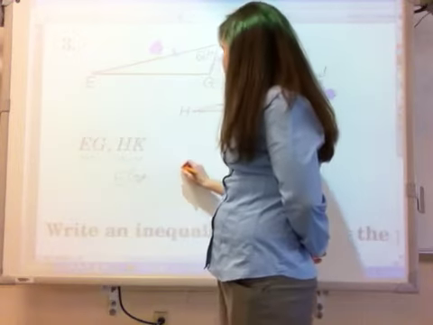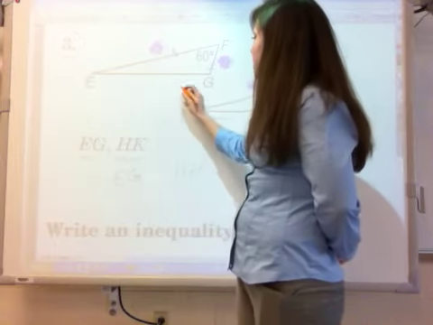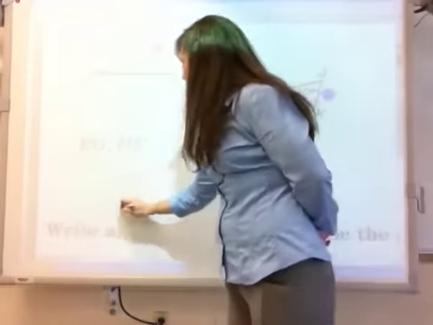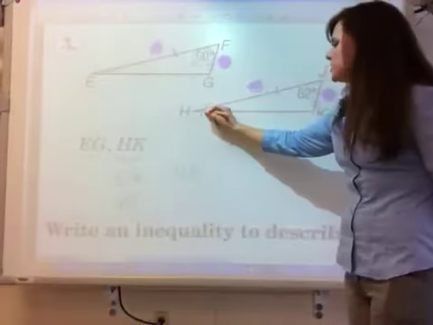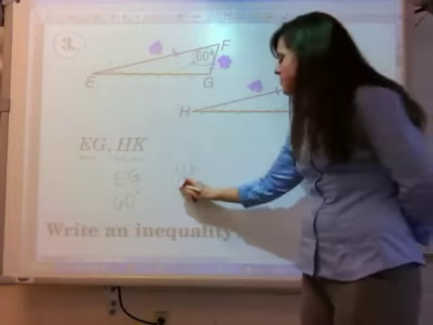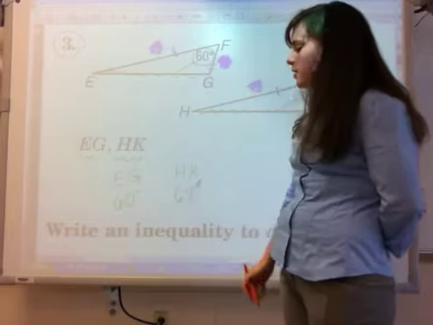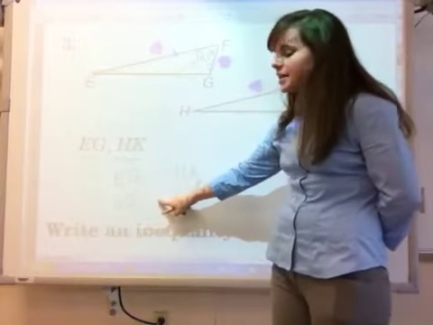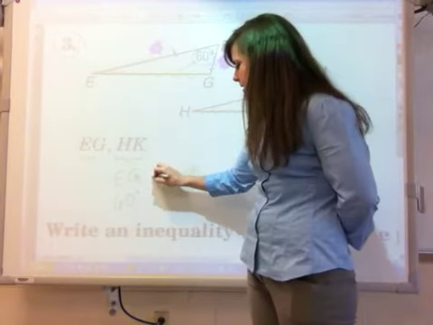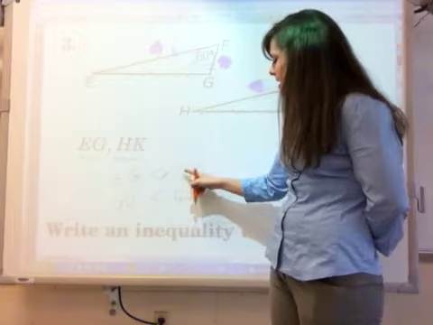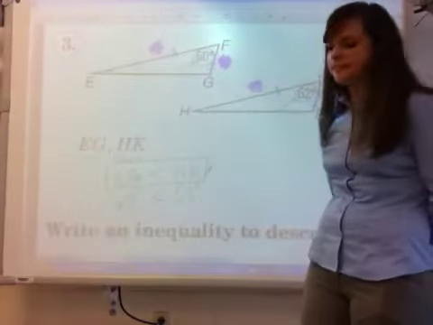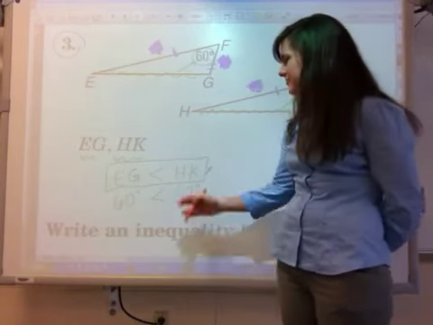So here we go. Is EG greater than or less than HK? You're going to consider, here's EG. What's the angle measure that's opposite? 60 degrees. Here's HK. What's the angle measure that's opposite? 62 degrees. So compare them. 60 is less than 62. Therefore, the side opposite 60, EG, has to be less than the side opposite 62, which is HK. Okay, there's your answer. It's as easy as that.